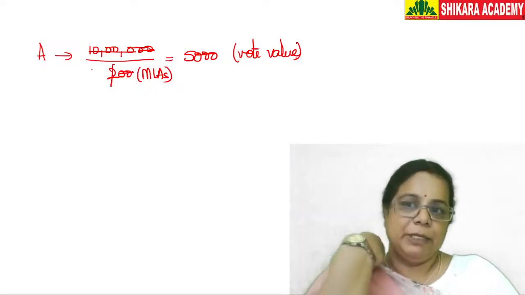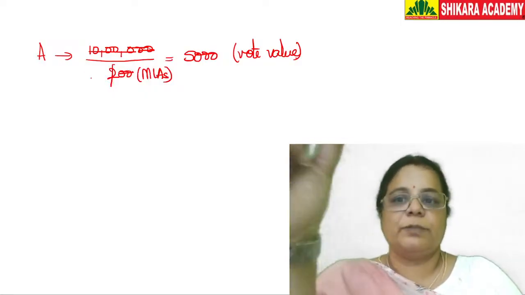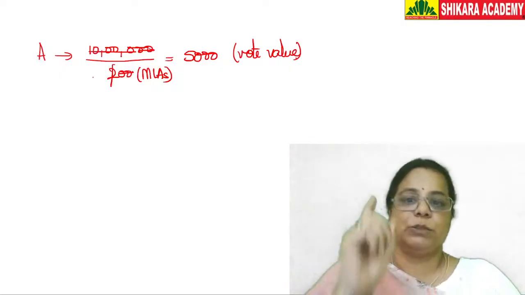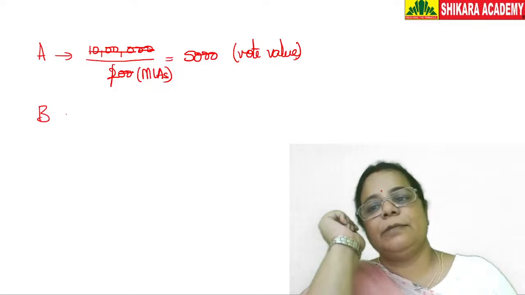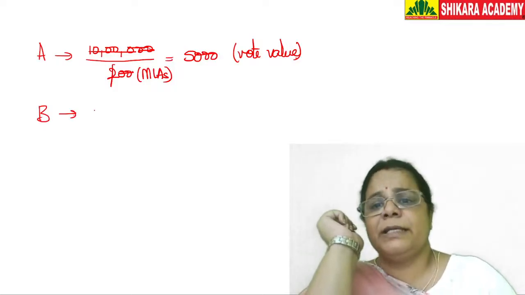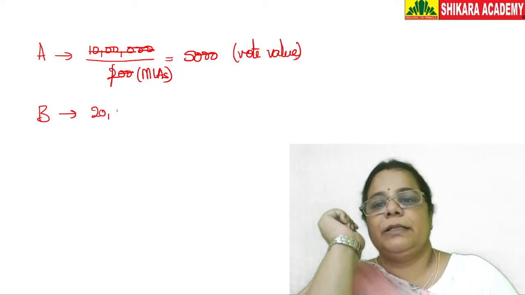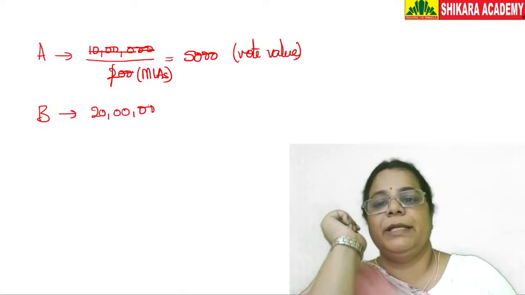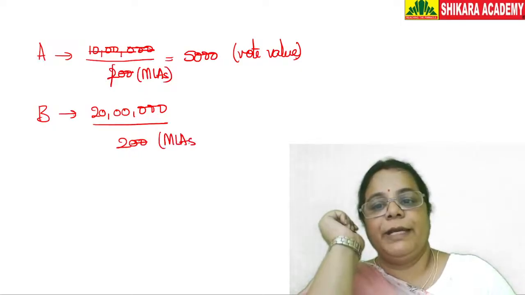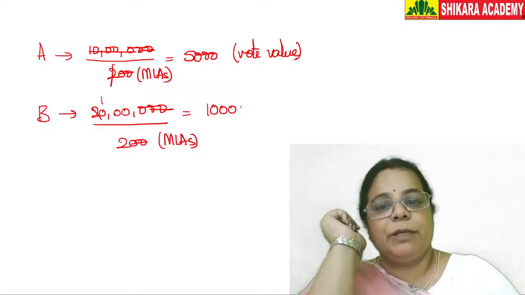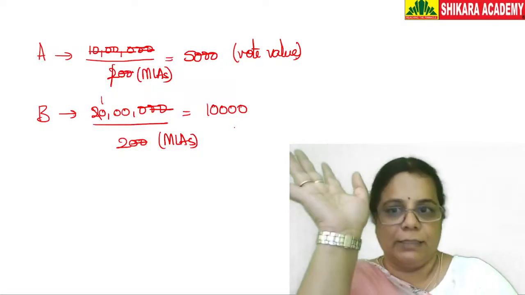Meaning, if I am an MLA of state A and I cast my vote in the presidential elections, it will not be counted as one, it will be counted as 5,000. Likewise, take state B. Imagine state B has only 20 lakh population, and state B also has 200 MLAs. Now what do we get? Here we get 10,000. So, in state B, each MLA's vote will be counted as 10,000.